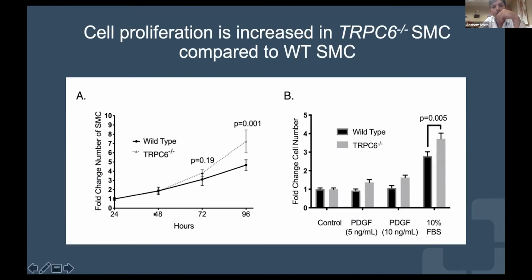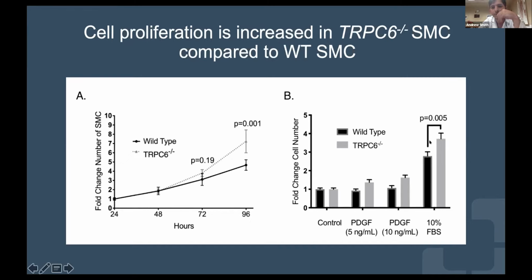So these are just in culture, looking at proliferation assays of wild type and TRP6 knockout primary aortic smooth muscle cells. In panel A, cultured smooth muscle cells, these are passage 6 to 8, were plated and cultured in 10% FBS with DMEM over a 96-hour time course. And we found significant differences in the growth curve between these populations, with a significant increase in the number of cells in TRP6 knockout primary smooth muscle cells at 96 hours.